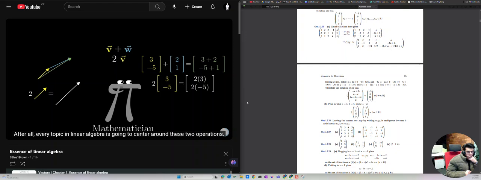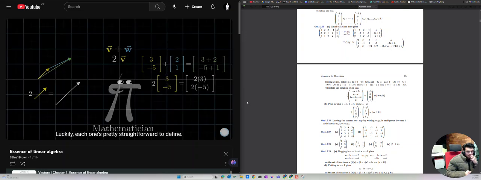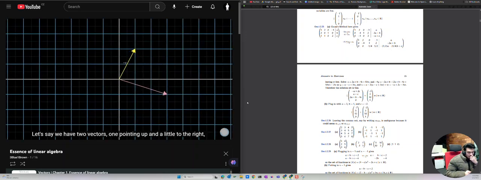Alright, so back to vector addition and multiplication by numbers. After all, every topic in linear algebra is going to center around these two operations. Luckily, each one's pretty straightforward to define. Let's say we have 2 vectors, one pointing up and a little to the right, and the other one pointing right and down a bit. To add these 2 vectors, move the second one so that its tail sits at the tip of the first one. Then, if you draw a new vector from the tail of the first one to where the tip of the second one now sits, that new vector is their sum.